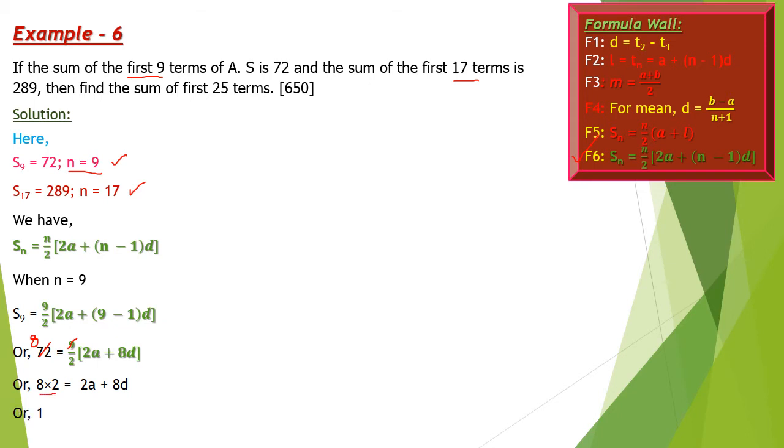Now we can take 2 common. 16 is equal to 2 common, a plus 4d. Now we can cancel 2 and 16 also, 8 equal to a plus 4d. Now we have to make a alone. a is equal to 8 minus 4d.